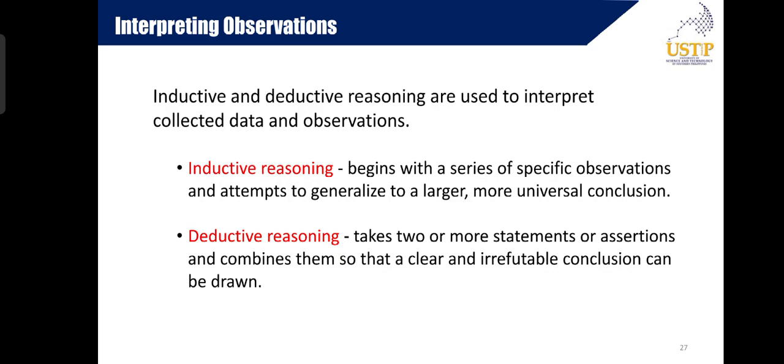Now, for deductive reasoning, it takes two or more statements or assertions and combines them so that a clear and irrefutable conclusion can be drawn. So deductive reasoning has various statements, many observations or assertions, and then they are combined in order to make a clear and irrefutable conclusion. So inductive reasoning goes from a specific observation to a larger conclusion. For deductive reasoning, there are many explanations, and when you combine them into one, they become a clear and irrefutable conclusion that can be drawn.